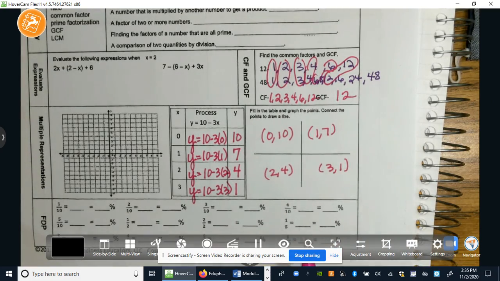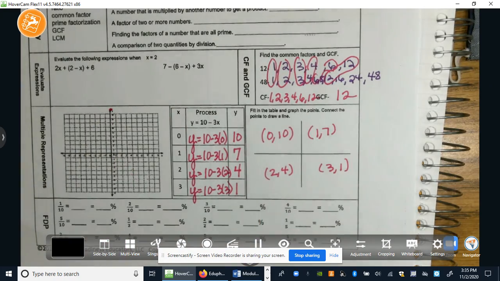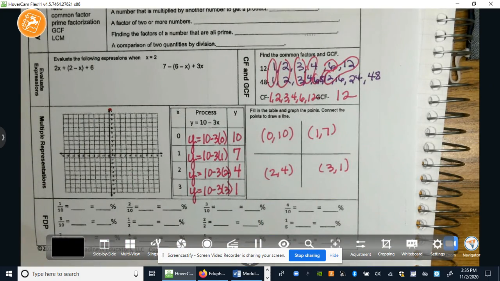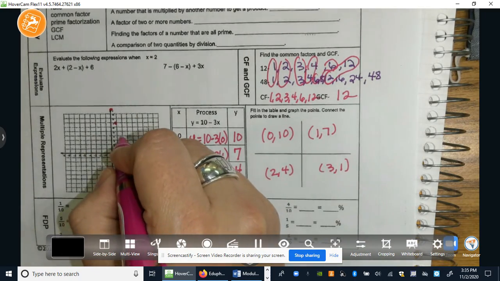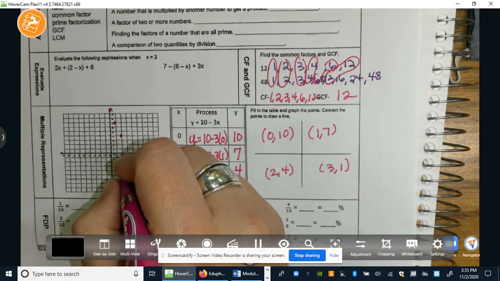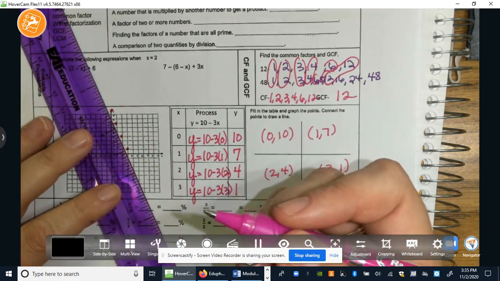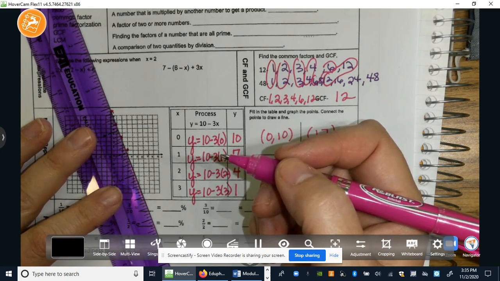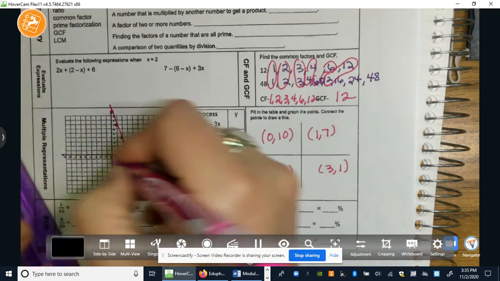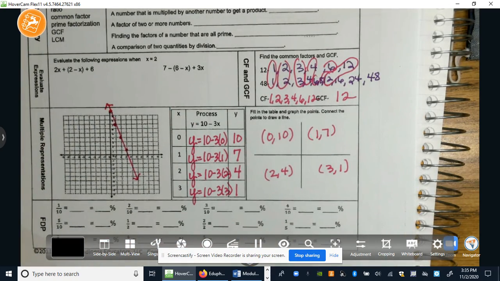Now I'm going to plot my points. Now 10 is not on the map, but I can go a little bit above that 9 to figure out where 10 is. Over 1 up to 7, over 2 up to 4, and over 3 up to 1. So I have my points plotted. Now I just draw my line to connect the dots. There we go. And I always like to make sure I put an arrow at the end to show that the function continues.